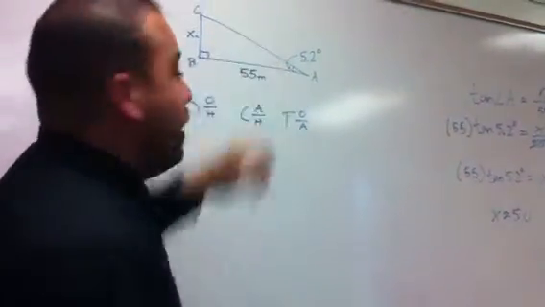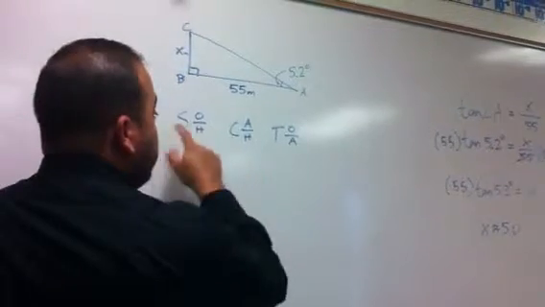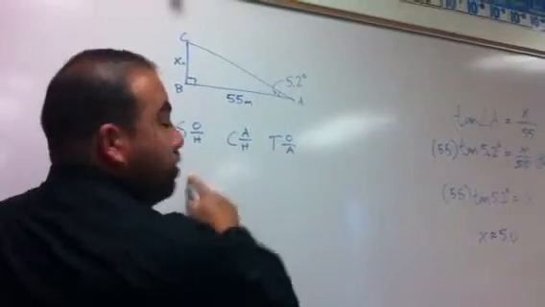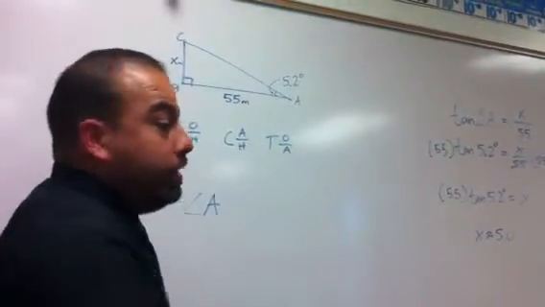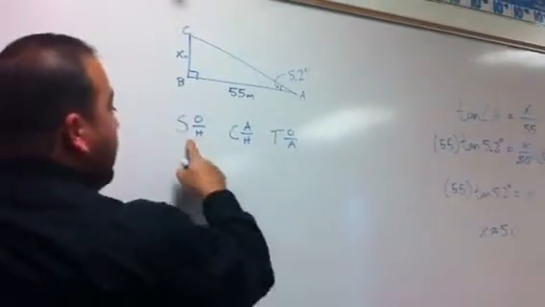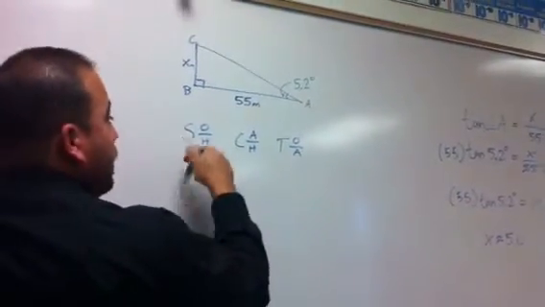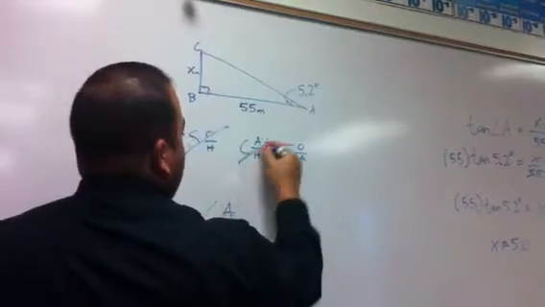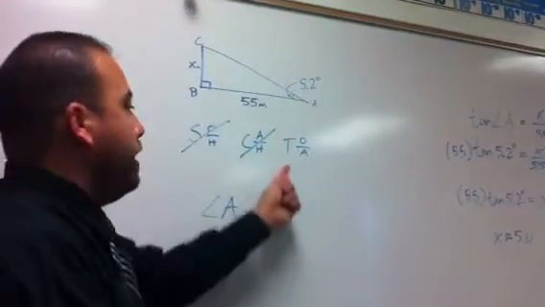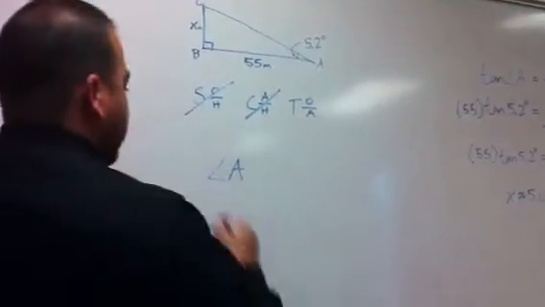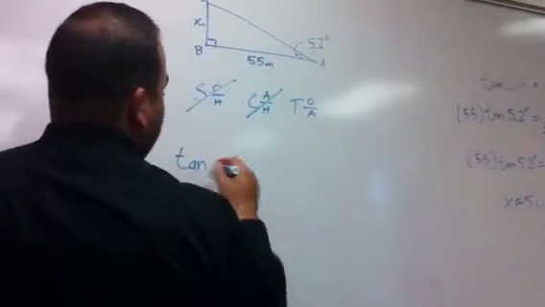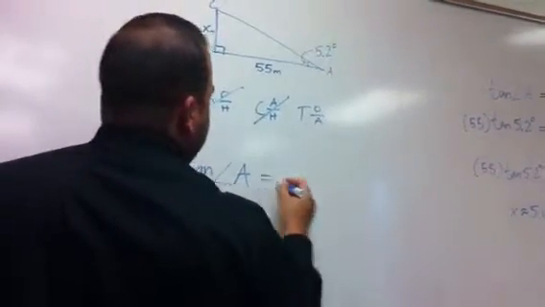So if we're missing the hypotenuse, that means we cannot use anything that uses the hypotenuse because we don't know what it is. It doesn't even have a variable for it. So what uses the hypotenuse? Sine. Cosine. So it's very easy to see what we're going to use. We're going to use tangent. So we're going to find the tangent of angle A. All right? So let's go ahead and do that.